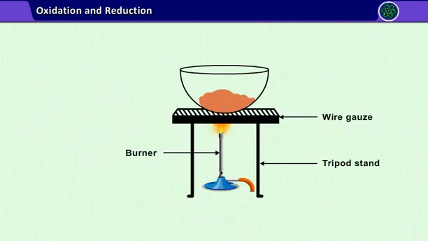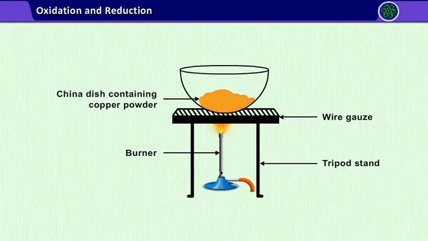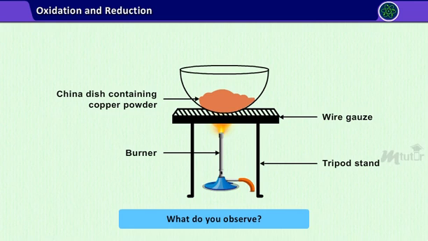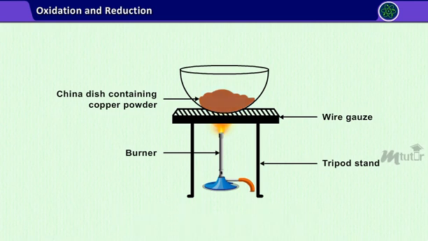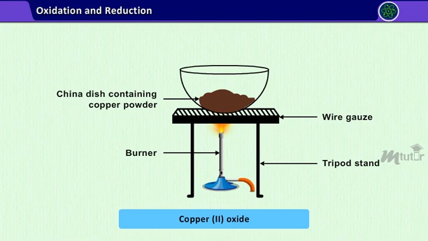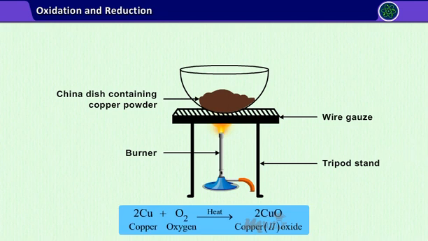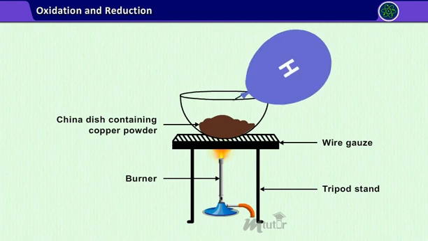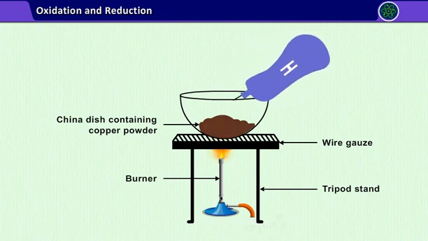Let us understand it better with an experiment. Heat a china dish containing about 1 gram of copper powder. What do you observe? The surface of copper powder is coated with black copper oxide. Do you know why this black substance has been formed? This is because oxygen reacts with copper to form copper oxide. However, if hydrogen gas is passed over this heated copper oxide material, the black coating on the surface turns brown, as the reverse reaction occurs, and copper is obtained.